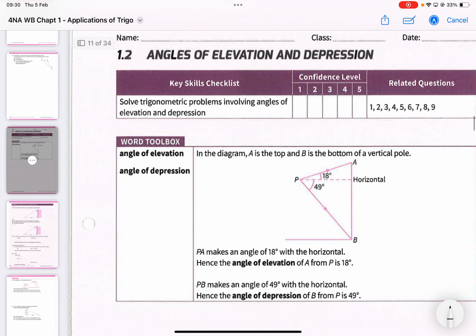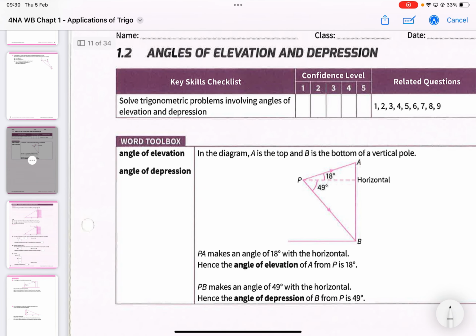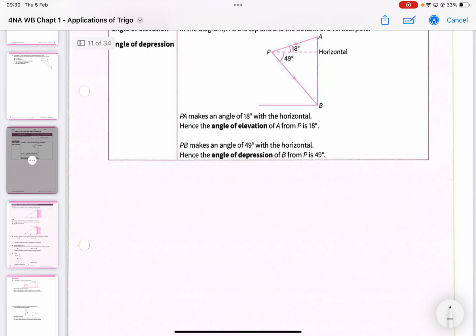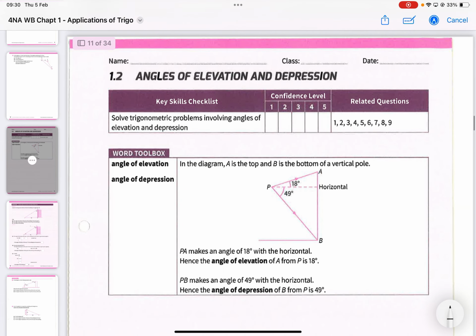We move on. Angle of elevation and depression, the 1.5. Page 11.